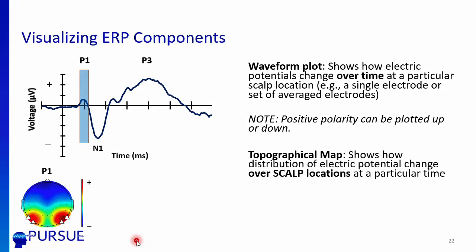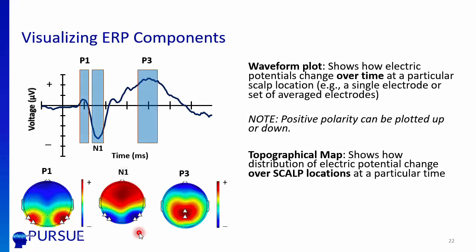We also have topographical maps. The topographical map will show you, in this case, an interval, P1, across voltages across the scalp. And so we can see that the blue represents more negative voltages towards the front of the scalp, because you can see the nose here, and red represents more positive voltage towards the back of the scalp, in this case the occipital area. Now we could plot this also for the other components, and you'll see that the topography differs depending on which component we're looking at.